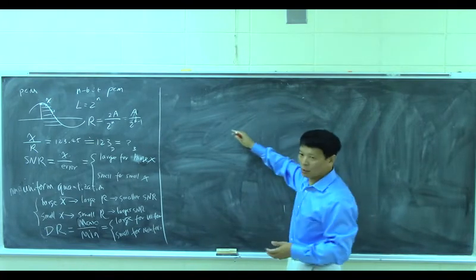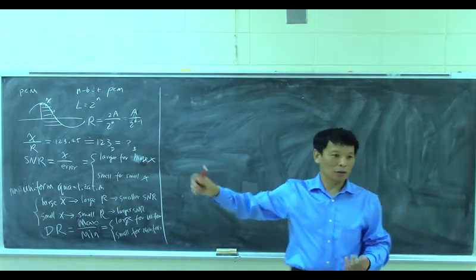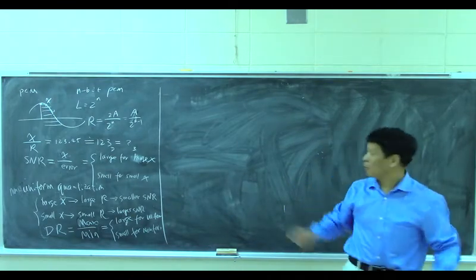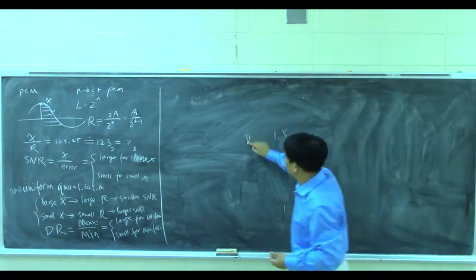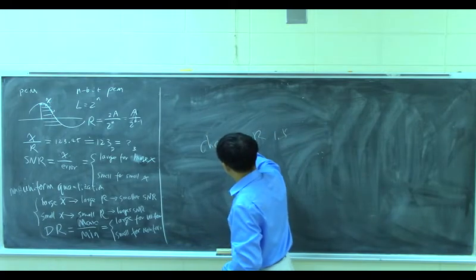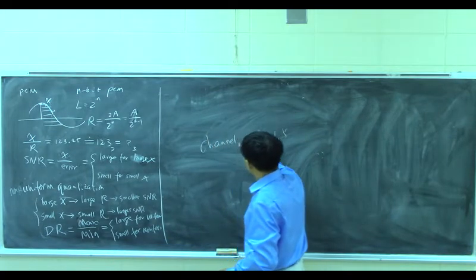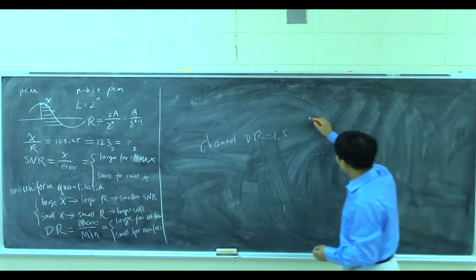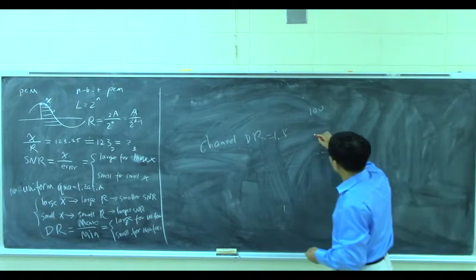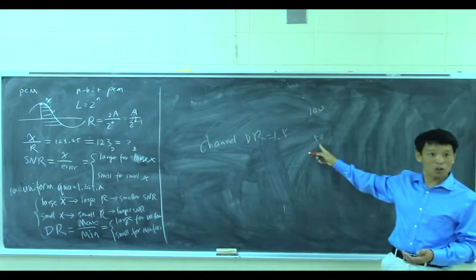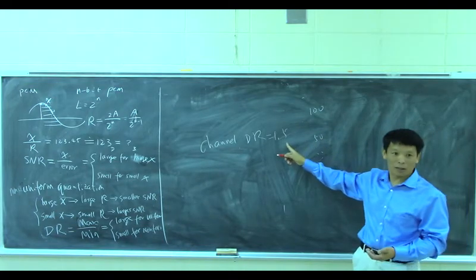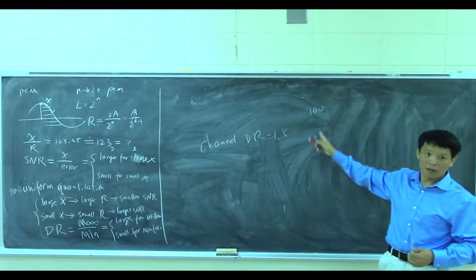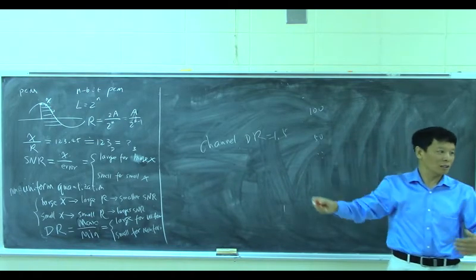Still in this example, the dynamic range equals 2. If some communication channel can only handle, for example, a dynamic range of 1.5, that means if we want to transmit this 100, then we cannot transmit this 50 because it's too low, beyond this dynamic range. Or if you manage to transmit this 50, then you cannot transmit this one. You are going to get this distortion.